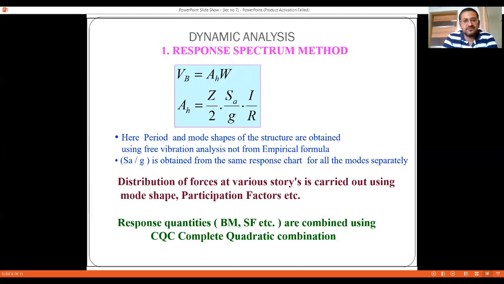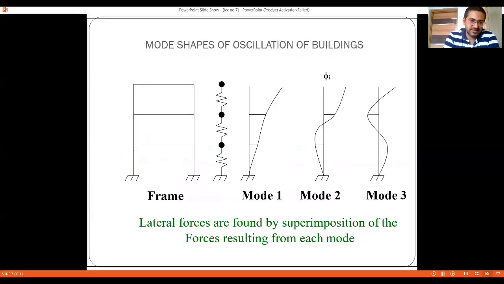SA by G is obtained from the same response chart for all the modes separately, right? Distribution of forces at various stories is carried out using the mode shape and modal participation factors, which we are going to see in the upcoming lectures. And the response quantities, that is the BM and the SF, etc., are combined using the CQC method, or complete quadratic combination method.